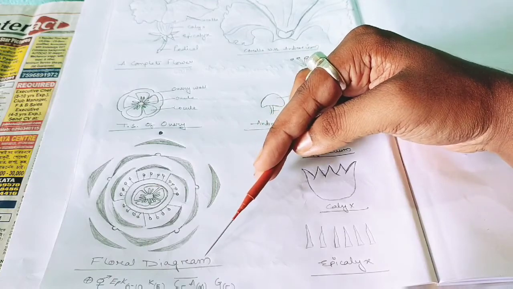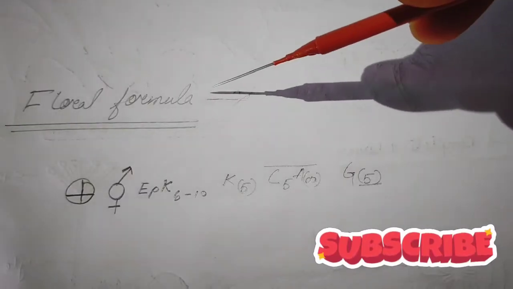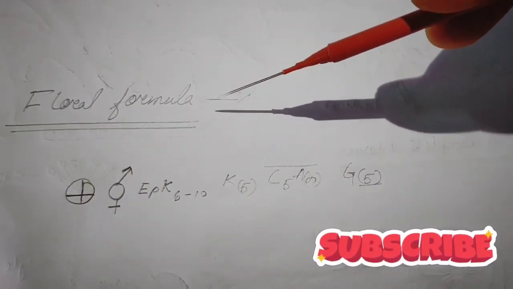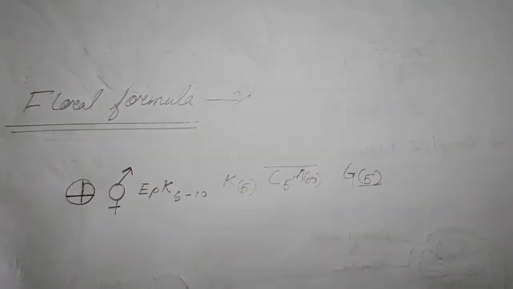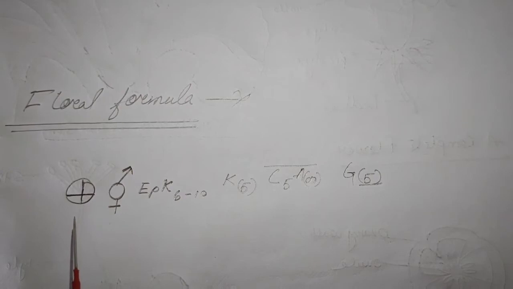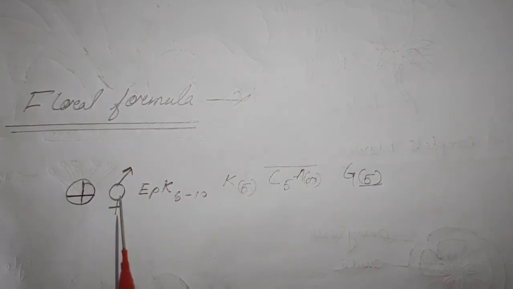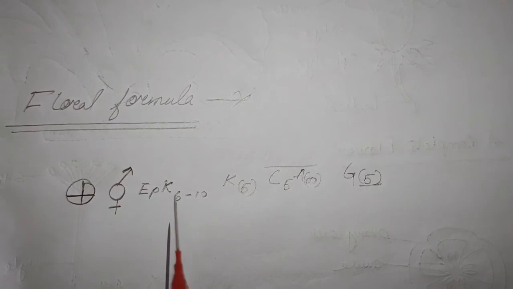This is the floral diagram. Now the next topic is the floral formula. So it is actinomorphic. As the flower is actinomorphic, this is the sign of actinomorphic. The flower is bisexual, bearing both male and female parts. It is the bisexual sign. Epicalyx is 6 to 10. Epicalyx is 6 to 10.